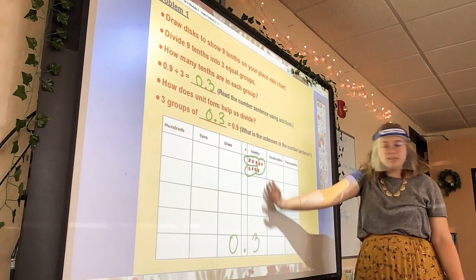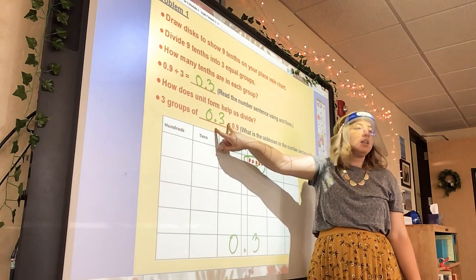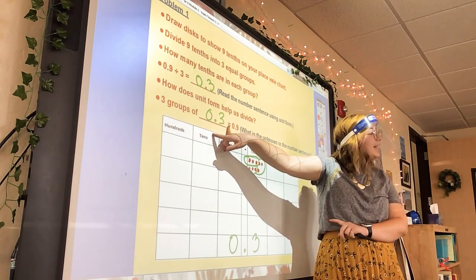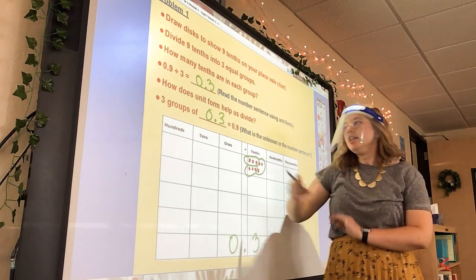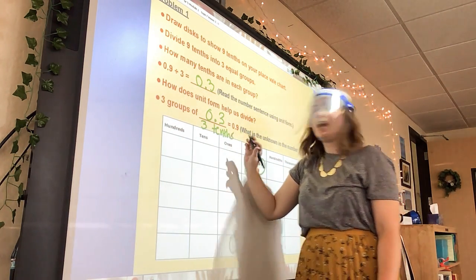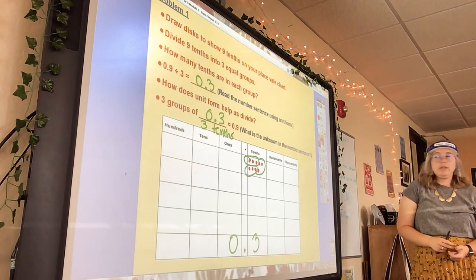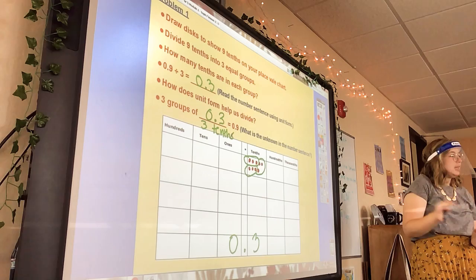Do we have any ones at all? No, right? So you've got to be sure that it's in the correct form. If you need to write it in unit form, you can do that. So you can say 3 groups of 3 tenths like that instead, if that's going to be easier, okay? All right. Any questions about what we just did?